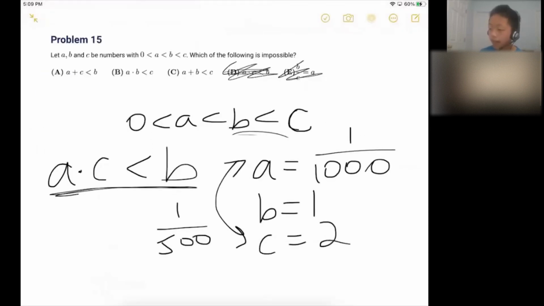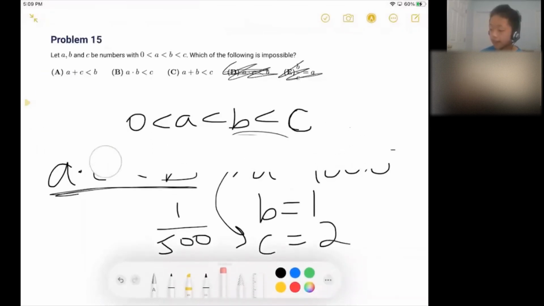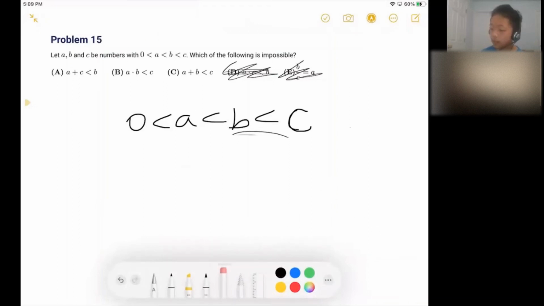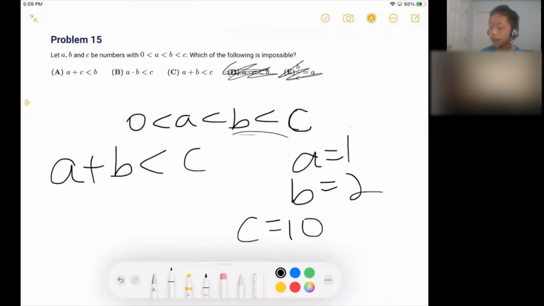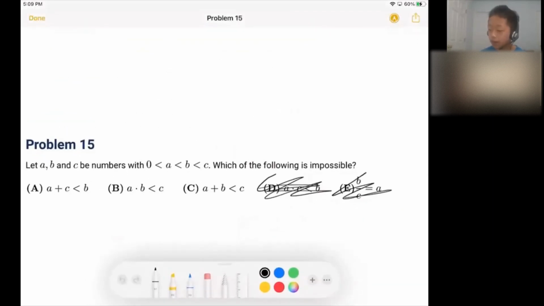Let's take a look at choice C next. Choice C says A plus B is less than C. This is pretty easy to show is possible. If I just made A equal to 1, B equal to 2, and C equal to 1 million or something, then clearly A plus B is less than C. So this is possible, and we can cross out choice C as well.